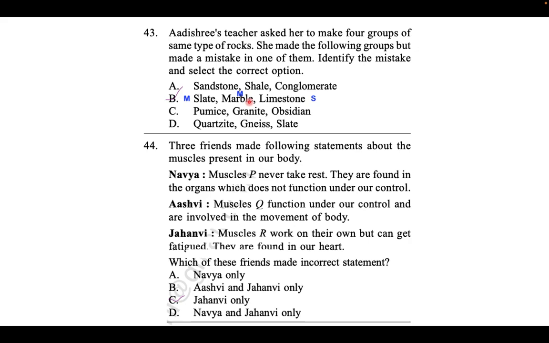In option B, slate and marble are metamorphic rocks while limestone is a sedimentary rock. In option A, sandstone, shale and conglomerate are sedimentary rocks. In option C, pumice, granite and obsidian are igneous rocks. Option D, quartzite, gneiss and slate are metamorphic rocks.